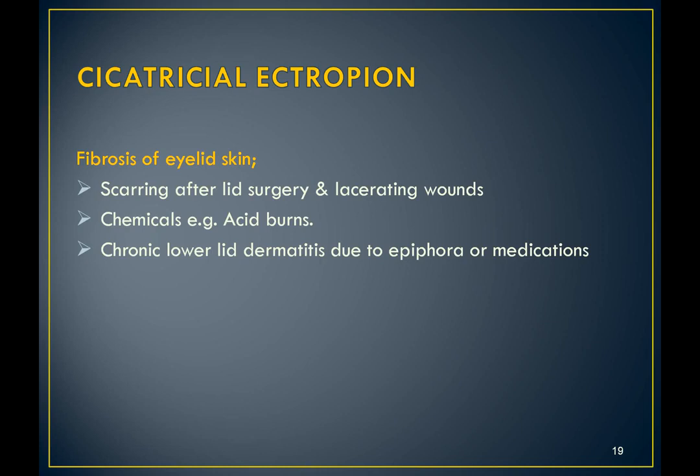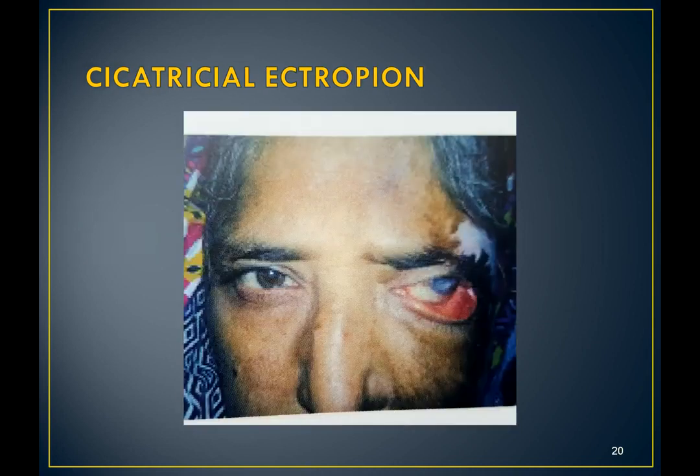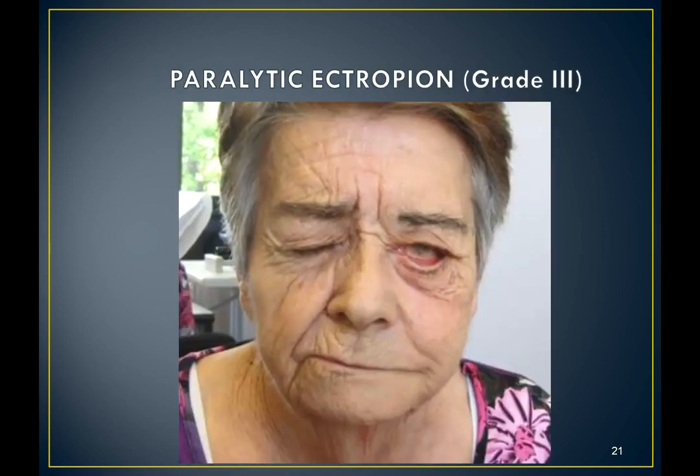It can be present due to previous surgery, lacerative wounds, or chemical burns of the skin of the eyelid, or chronic lower lid dermatitis due to chronic epiphora or use of medicines for a long time. This is a typical case of cicatricial ectropion where the eyelid is pulled away inferiorly by fibrous tissue of the lid margin skin.